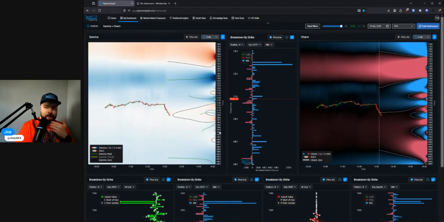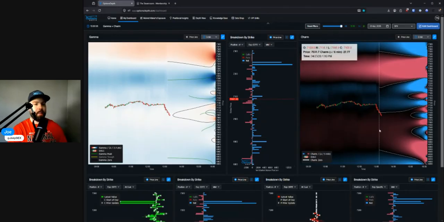Okay. So when we swap over from gamma, the second component that we talk about here is charm. Now, what charm does is it changes the dealer's delta with respect to time. Okay. So I have my own colors on this to match my charts, but when you see positive charm values, which are in the red box, that means with respect to time, dealers are going to be sellers. The delta in their book is increasing. They have to sell. In the blue areas, they have negative charm. That means with respect to time, dealers will be passive buyers.